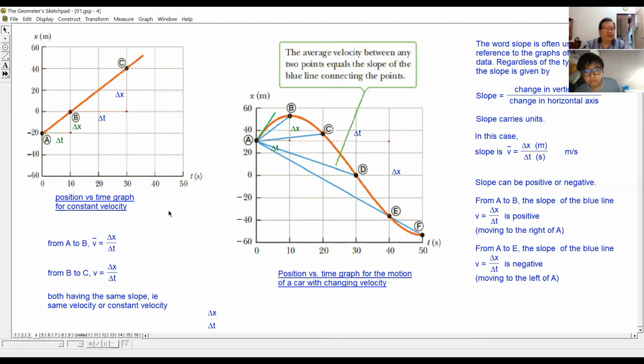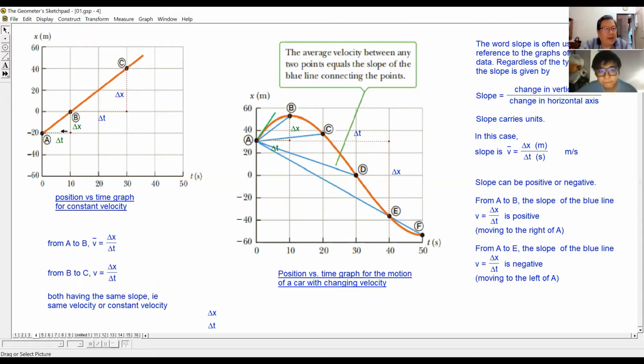First of all, we look at the position time graph. Of course, later on we are going to look at the velocity time graph, but now we are still at displacement, the position time graph. On this position time graph, they have marked 3 points, A, B, and C.